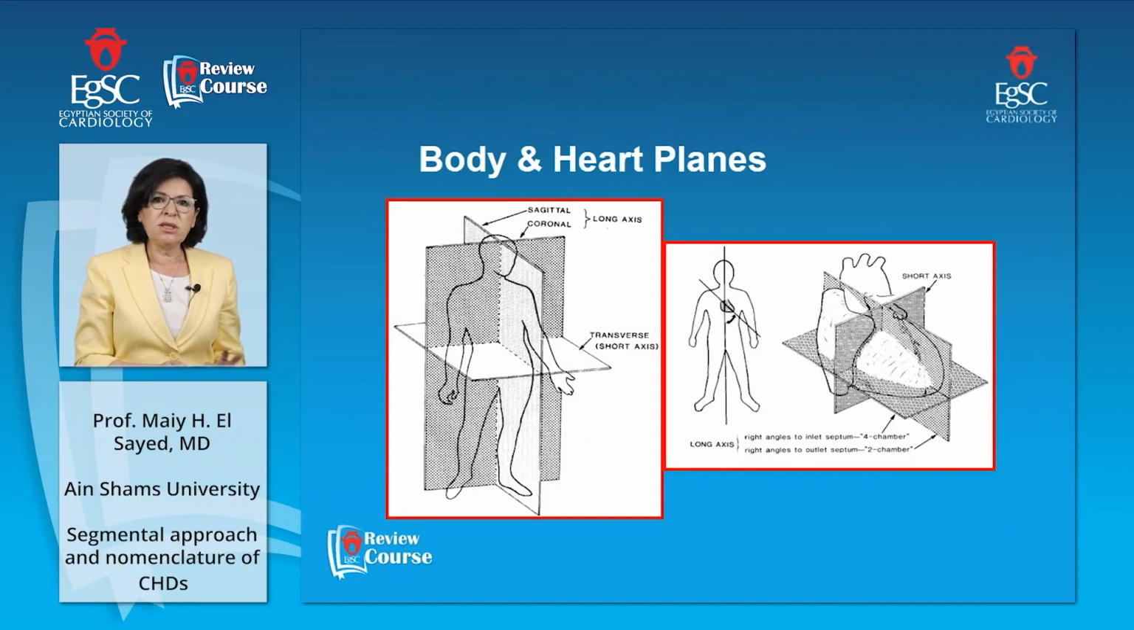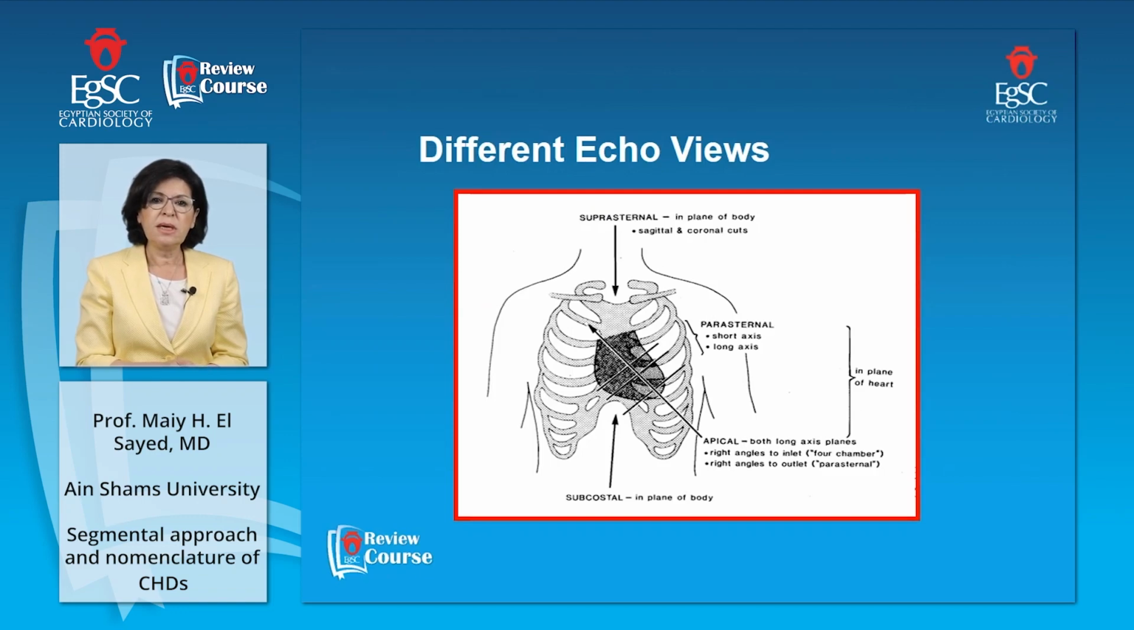Let's just have some basic rules about echocardiography. Let's explain the body and heart planes. The sagittal and coronal sections, as you see in your picture here, are vertical sections, the sagittal and then the coronal. But the heart is different because the plane of the heart differs from the plane of the body. So the sagittal and coronal sections would mean something else as regards the body versus the heart. So this is different.